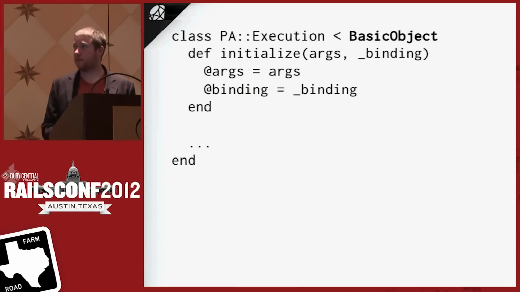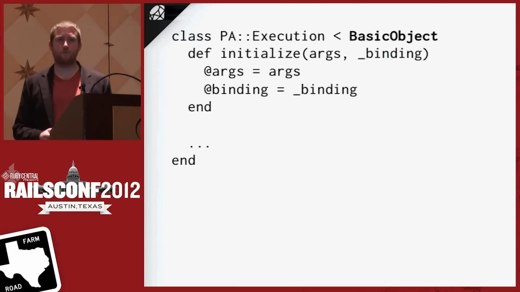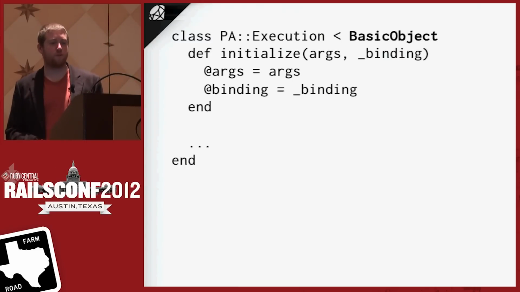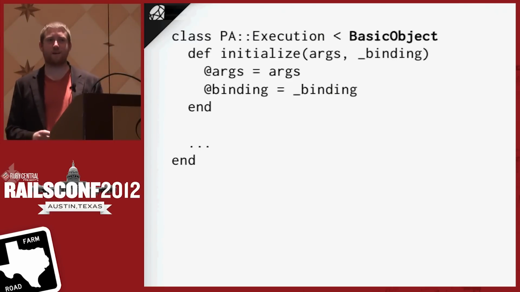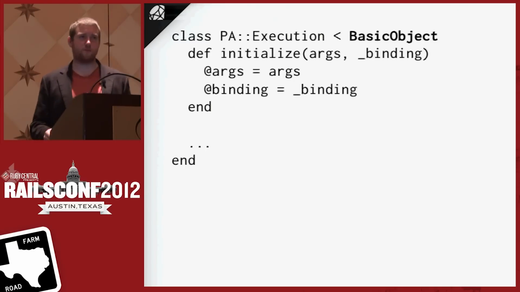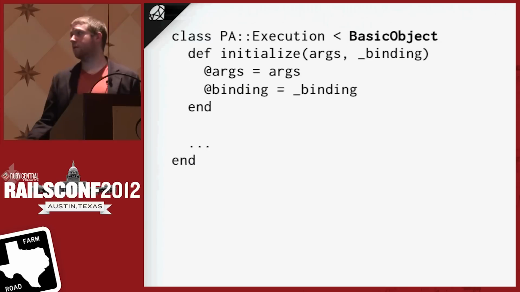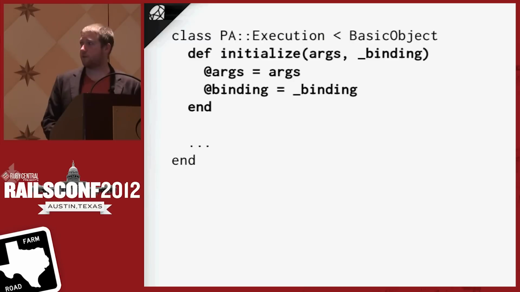Execution is an instance of BasicObject. If you haven't seen BasicObject before, as of Ruby 1.9, it is the superclass of Object, and it has almost no methods defined on it. So if you call BasicObject.new.class, you actually get an error because it doesn't have a class method. It doesn't have respond_to. All these things we take for granted. It's a blank slate to work with. So it gets passed the arguments that the original block was called with, and also that block's binding.